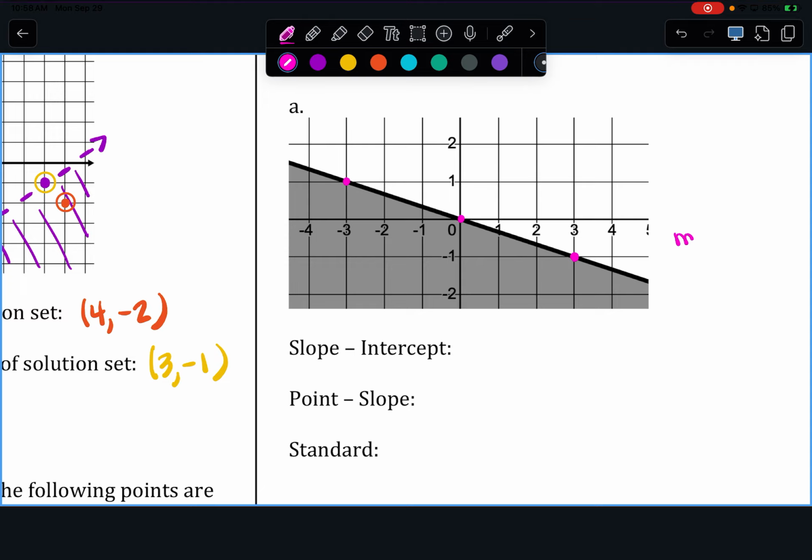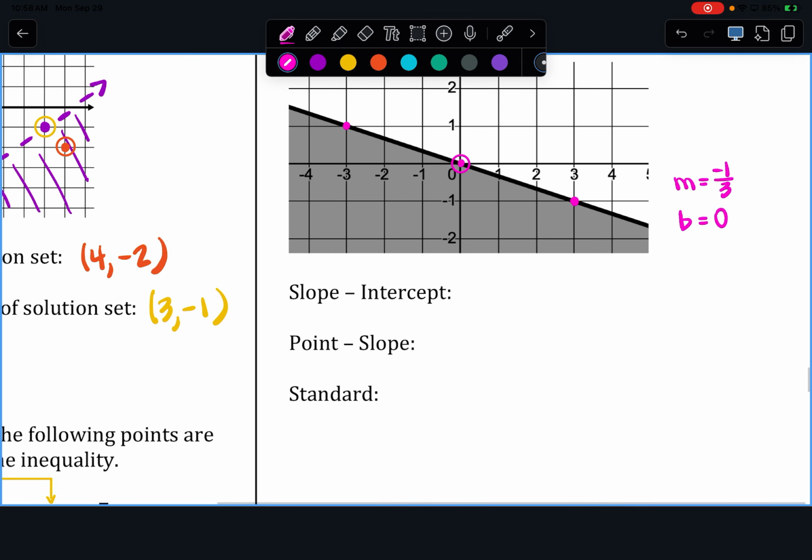So let's go find some points. There we go. So it looks like our slope is going down 1, right 3. And it looks like our b value, or our y-intercept, is 0. Okay, so I'm going to write y equals mx plus b, so negative 1/3 x. If you want to put plus 0 on the end, you're more than welcome to, but it's not necessary.